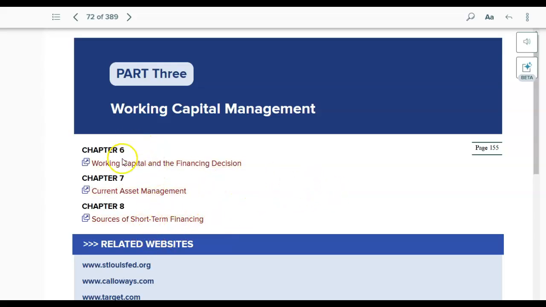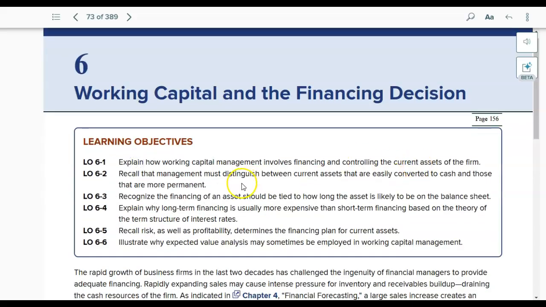Looking at chapter 6, the start of it. Working capital management, the objectives for the chapter are to explain how working capital management involves financing and controlling the current assets of the firm. That's just the very nature of what working capital management is. You want to recall that management must distinguish between current assets, those that are easily converted to cash, and those that are more permanent. How we go about financing them and working with them changes based on that distinction.